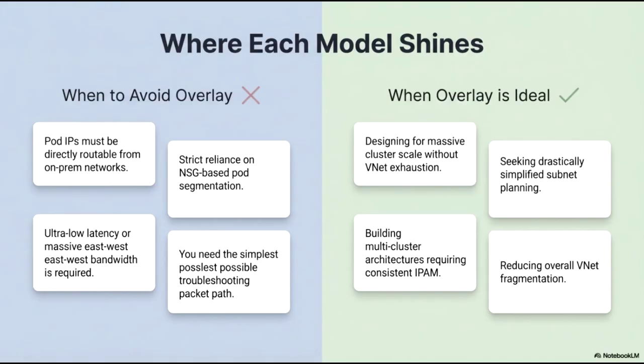Let's examine the strategic trade-offs between overlay and non-overlay networking models to determine which architecture best fits your specific requirements. You should generally avoid an overlay model if your pod IPs must be directly routable from on-premises networks, or if your security posture mandates a strict reliance on NSG-based pod segmentation. It is also the less favorable choice when your applications require ultra-low latency or massive east-west bandwidth.